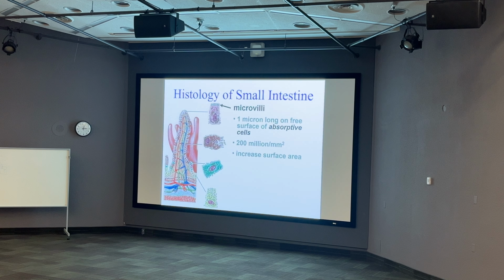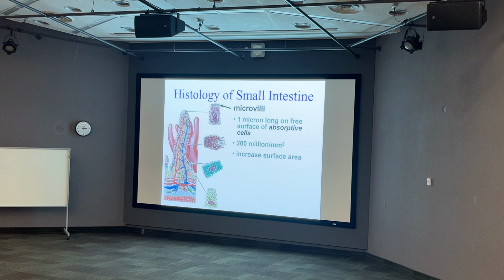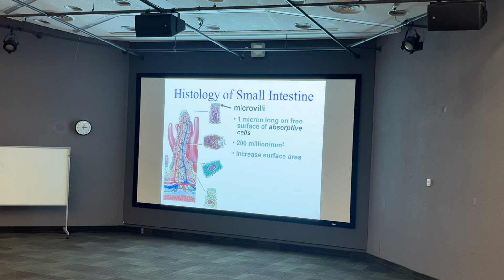So these microvilli are very densely packed together. About 200 million of them per square millimeter. So again, if you're looking at 1 millimeter by 1 millimeter, it's about 200 million of these tiny little microvilli. So again, lots and lots of surface area. Each microvillus, then, you can have absorption that's happening all the way around each one of those little processes. Lots and lots of surface area.